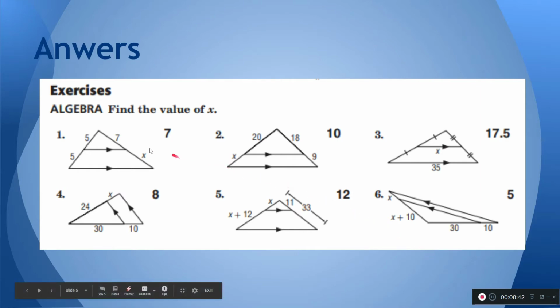So, just like with the example, we set them to our proportions and then solve for x. Number 1, x equals 7, and you do the same for each of these. If you have any trouble with any of the homework or classwork, go ahead and mark it down. Email me, text me, call me, whatever you need to do so that we can discuss each of the problems that you have trouble with. All right, let's move forward.